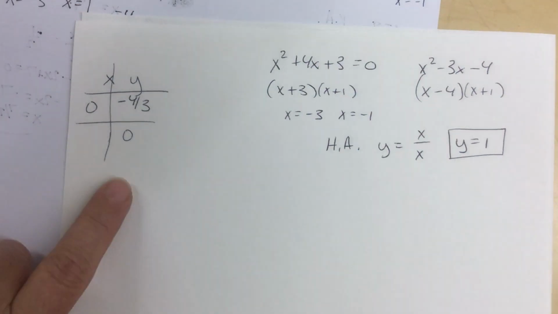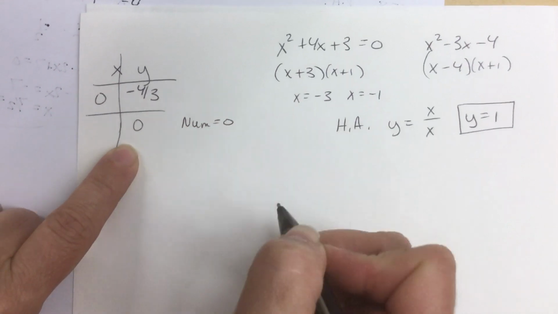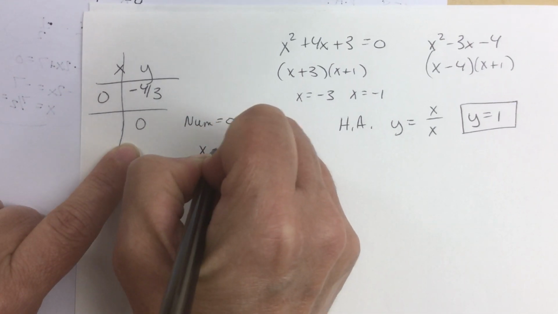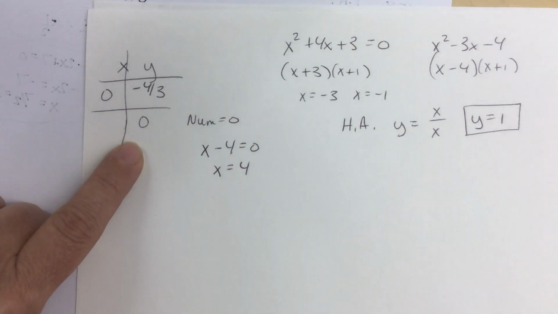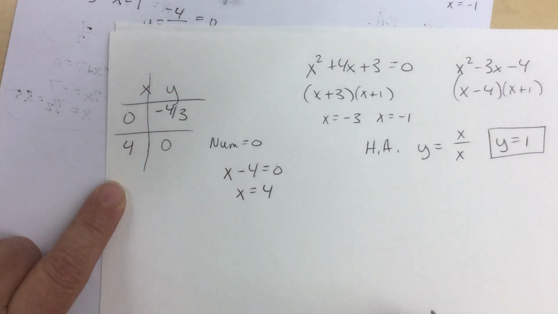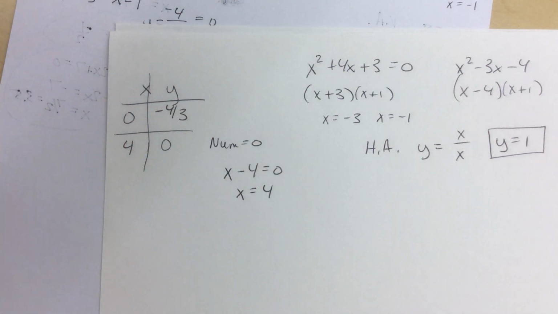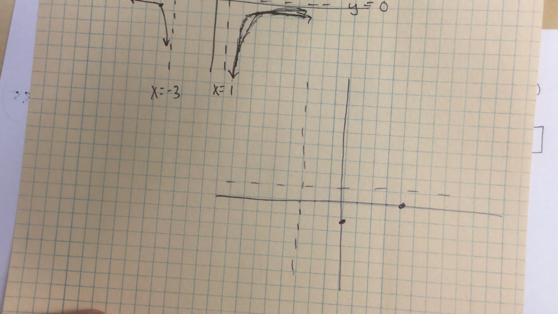Then if y is equal to 0, that's when our numerator is equal to 0, and our numerator is x minus 4. So when x equals 4, I would get 0 for my y value. So I have the ordered pair (4, 0). 1, 2, 3, 4, 0.